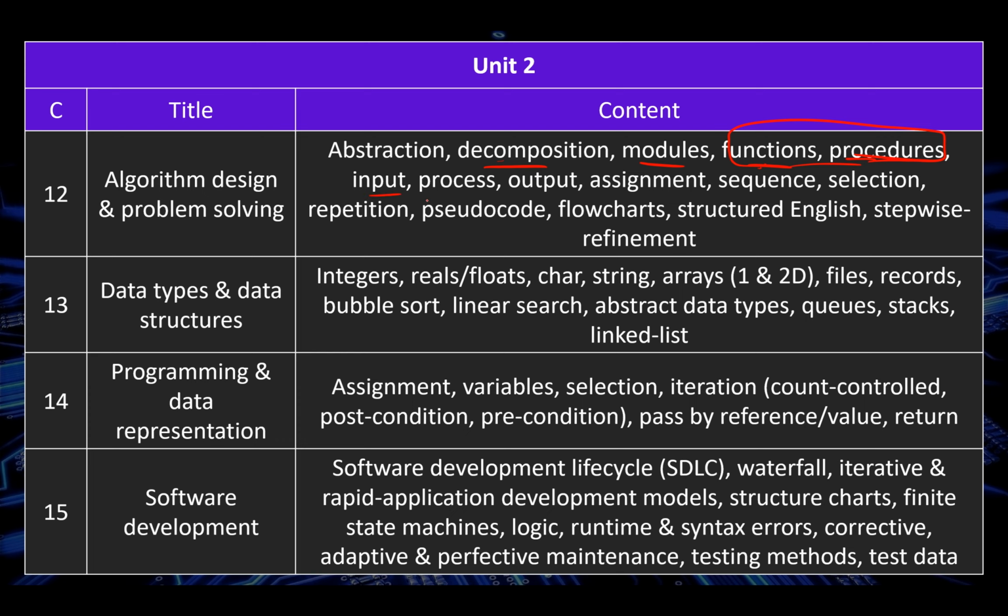Then we'll look at input. So inputting data. Now, that can be the user typing data into a program. It can also be, for example, reading data from a file. Process can be some sort of calculation. Output, again, can be outputting to the screen, or outputting to a file, writing to a file. Assignment, so this is taking data and putting it inside a variable, basically.